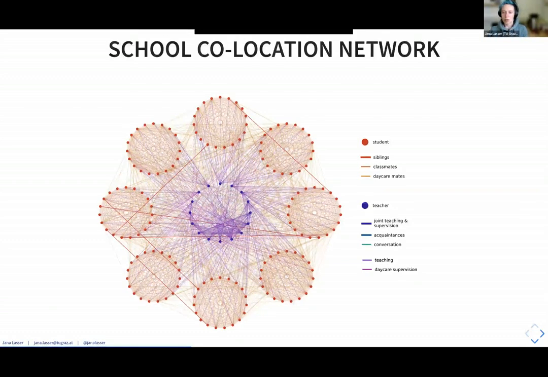Now, what I show you here is a contact network of a typical Austrian primary school with afternoon daycare. It has 8 classes, and every class has on average 19 students.